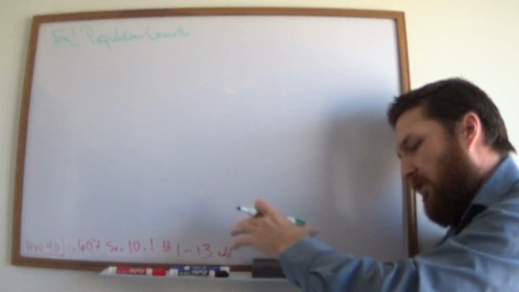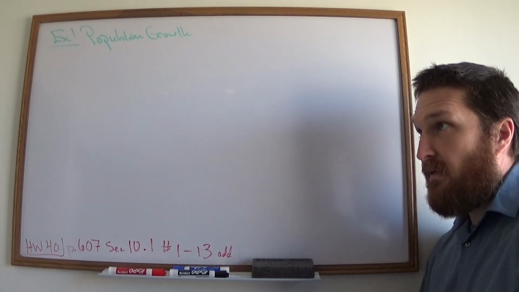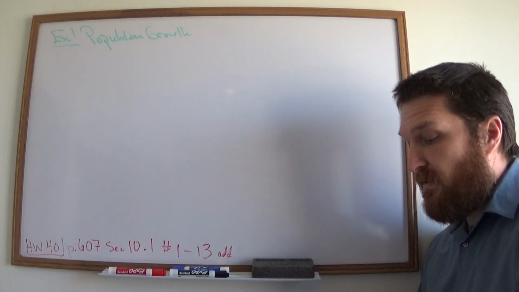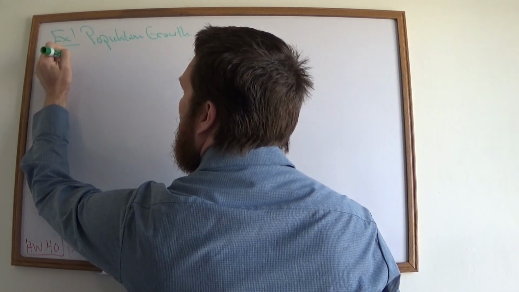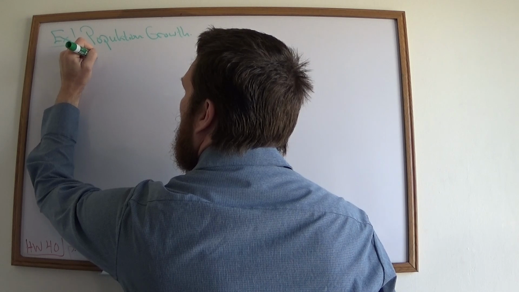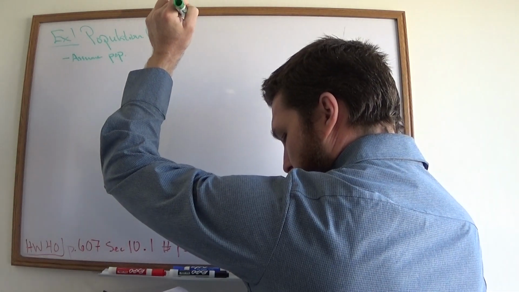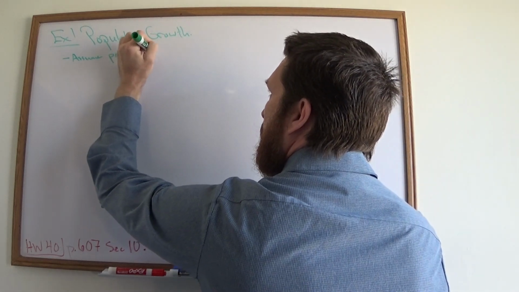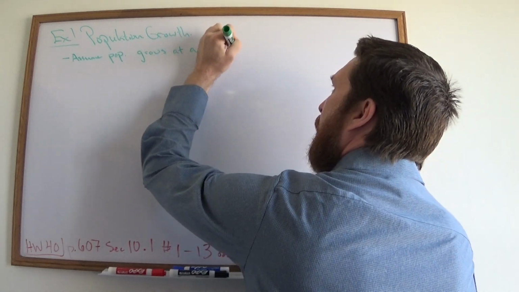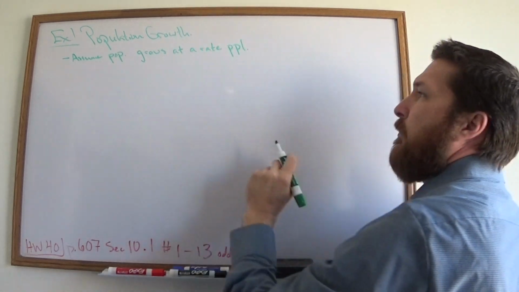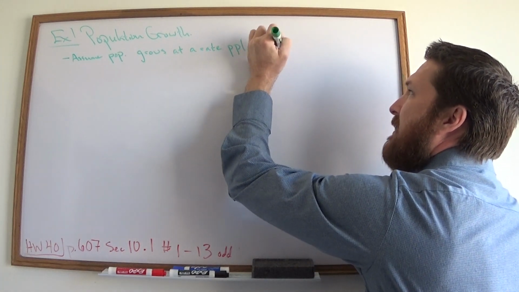So in order to come up with a model for population growth, we have to make assumptions. And one assumption that seems pretty reasonable is to assume that the population grows at a rate proportional to the size of the population.